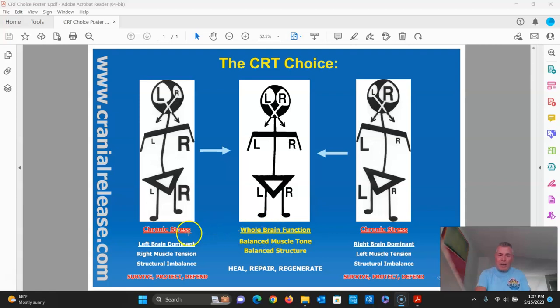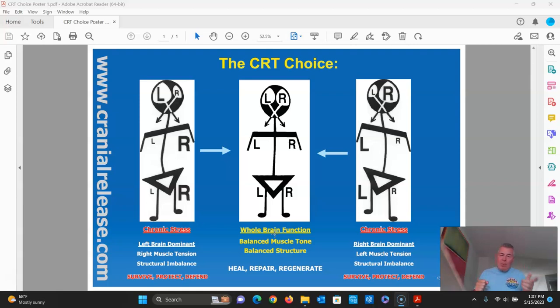Before you're in this chronic stress state in figure number 1 and figure number 3, now you're in whole brain function. And when you're in whole brain function, your muscles are balanced, the structure is balanced, and the central nervous system and the parasympathetic, sympathetic nervous system are balanced. Now you're healing, repairing, regenerating.